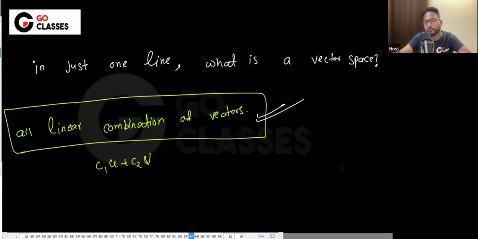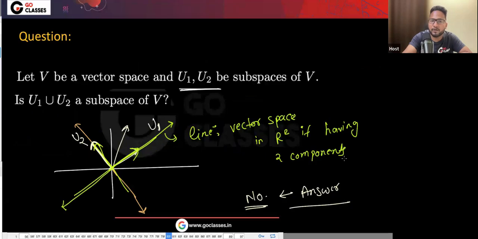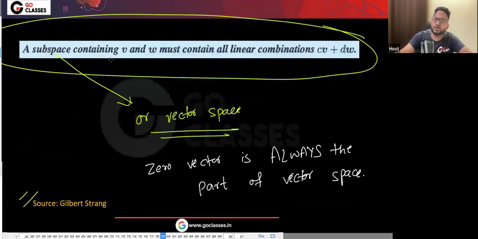That's all. For example, in Gilbert Strang's book itself, they've written it so simply. Subspace and vector space are both the same thing. They've written it so simply that a subspace containing V and W must contain all linear combinations in this form, which is cV plus dW.